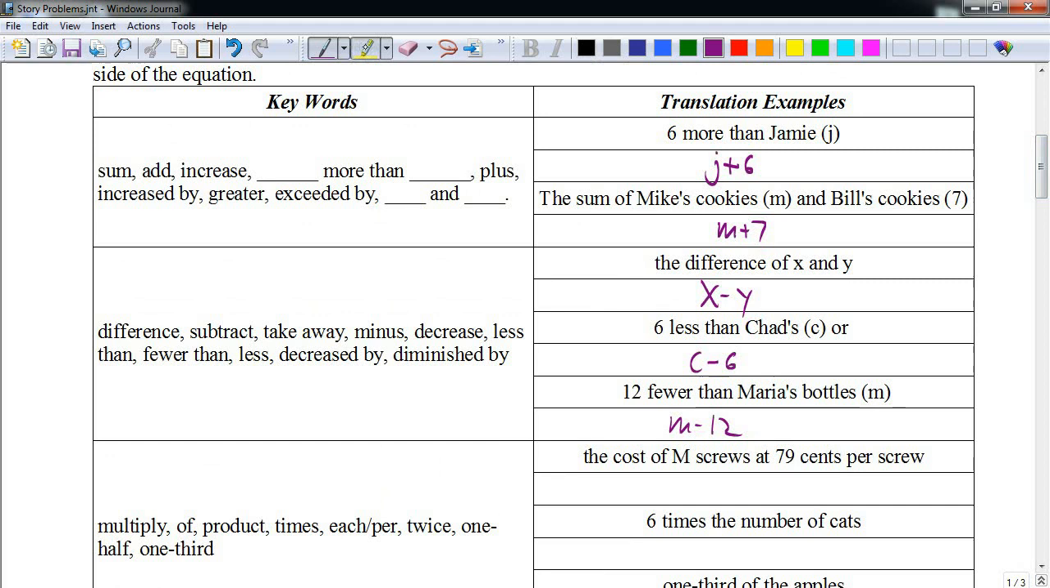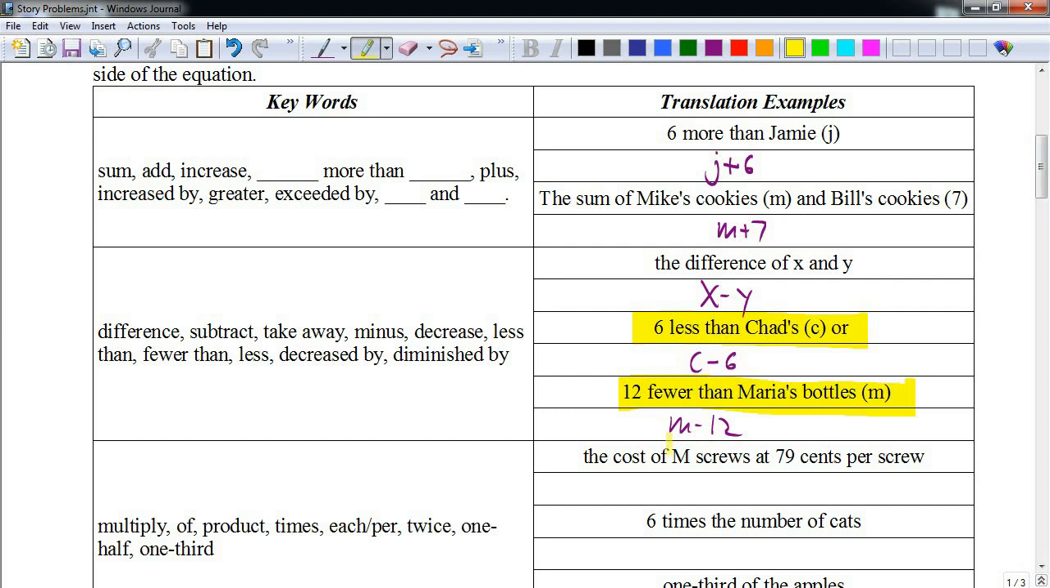Now, the thing that you want to notice for these is that they're written in reverse from how you read them. Because 6 less than Chad, if you write 6 minus C, then what you are doing is taking 6 and subtracting whatever Chad has. That's not what this says here. What this says is take Chad and then take away 6, so C minus 6.